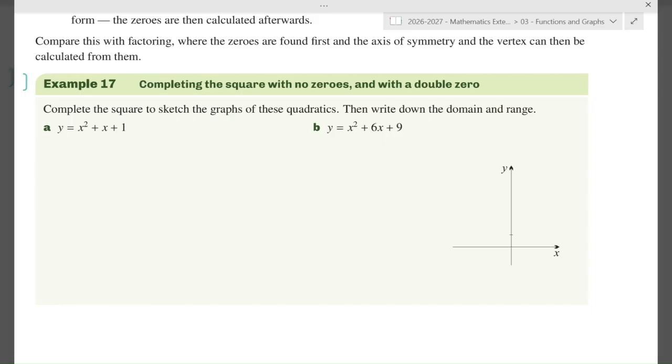So first thing I'm going to do is I know that this is concave up and I know my y-intercept is 1. Okay, that's a good start.